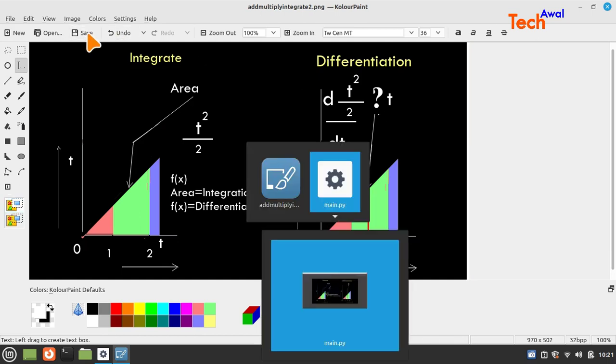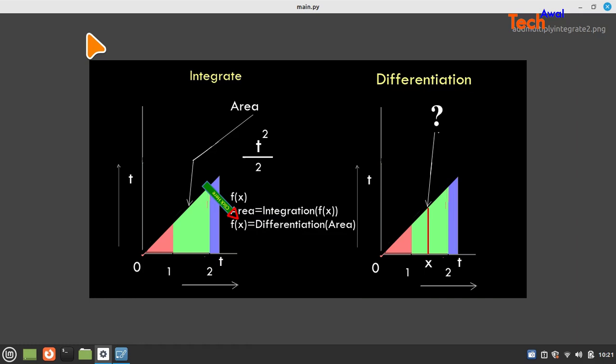So if we know the function and we want the area, we have to do integration. If we know the area, then how to get back the function is differentiation. Okay, so that is how it is.